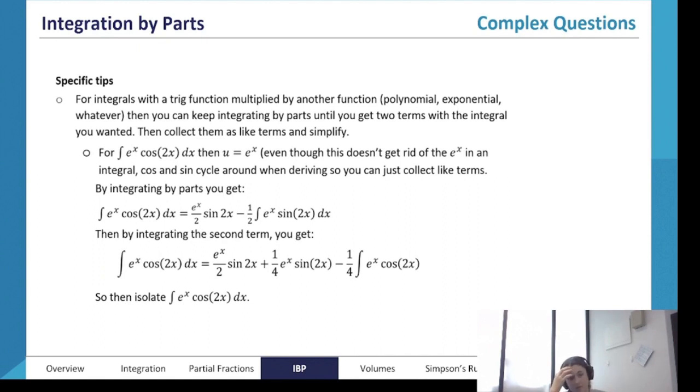Okay, the other tip that I have is if you have integrals where you have a trig function multiplied by another function, such as a polynomial, an exponential, whatever. You can keep integrating by parts until you get two terms with the integral that you wanted. Then you can collect them as like terms and simplify.